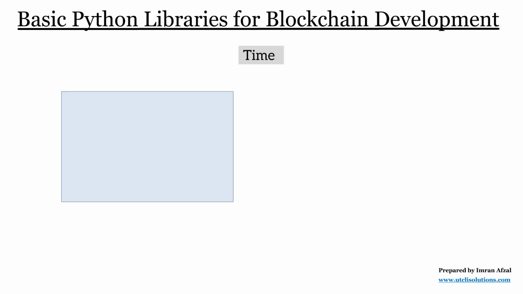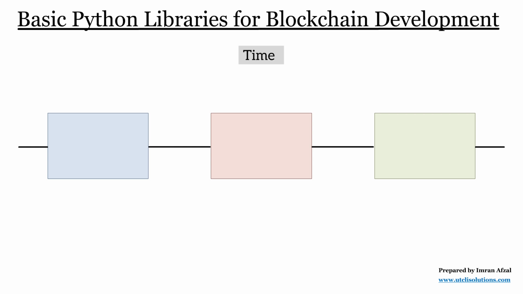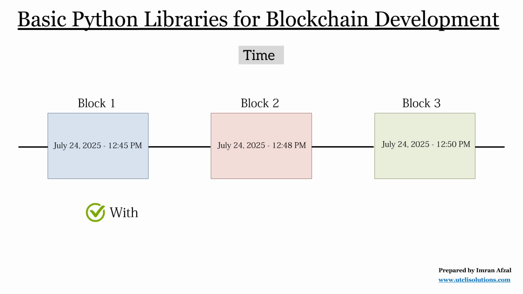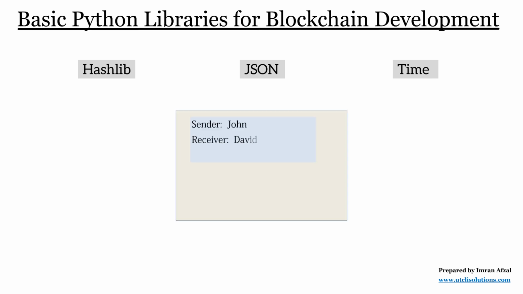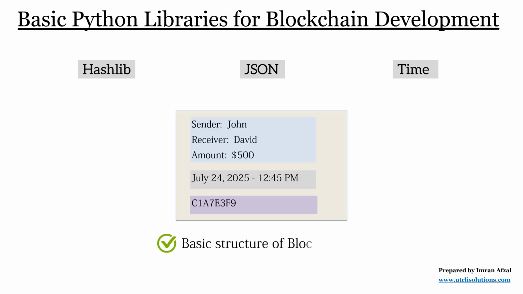Another basic library we use is time. Time is used to add the exact date and time when a block is created. Every block in a blockchain must have a timestamp to show when it was added. This helps keep everything in order. Without time, we would not know which block came first or last. Together, HashLib, JSON, and time help us create the basic structure of a blockchain.